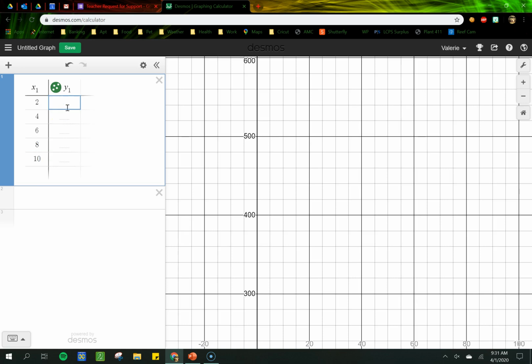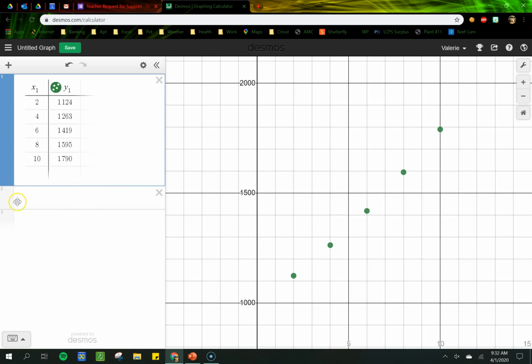For my y values, I've got 1, 2, 14, 19, 1595, and 1790. Okay, I'm again going to check my work and make sure I don't have any typos in those y values. I don't think I do. So I'm going to hit the Zoom Fit button.